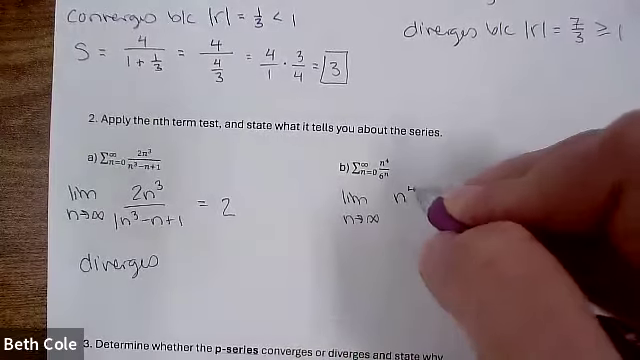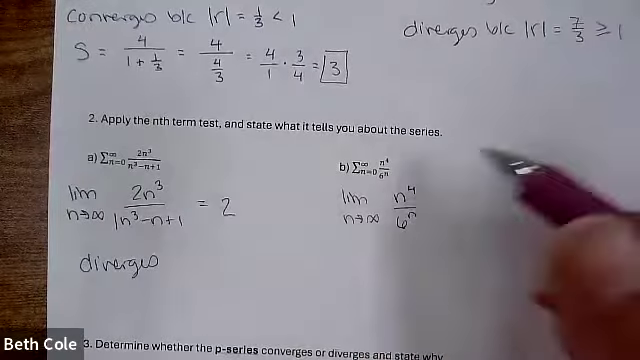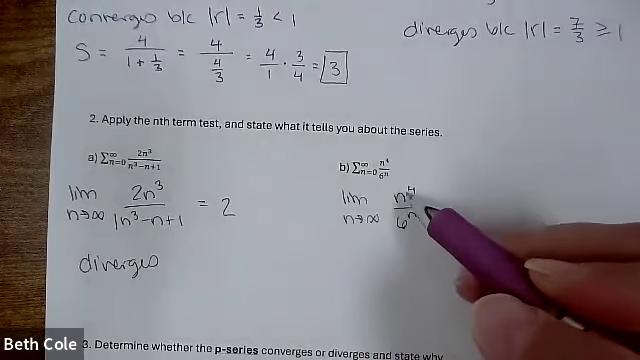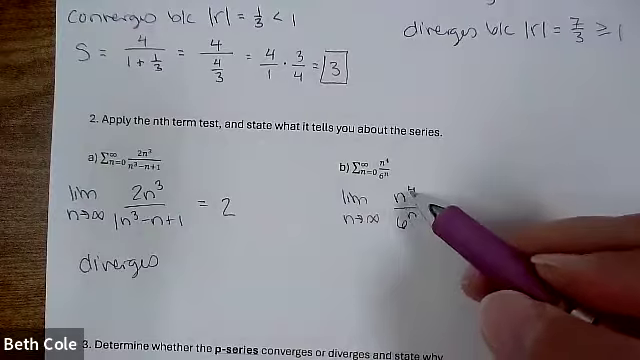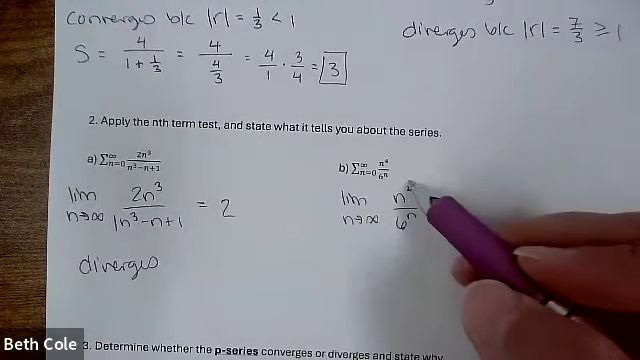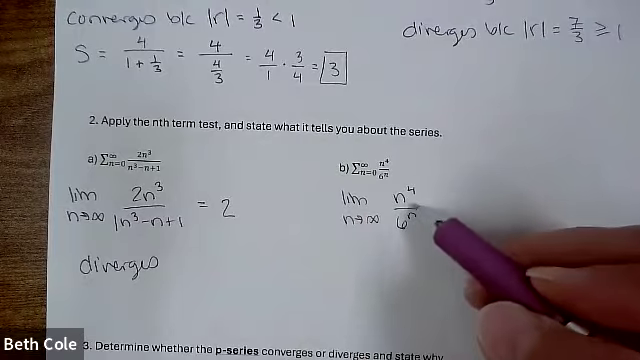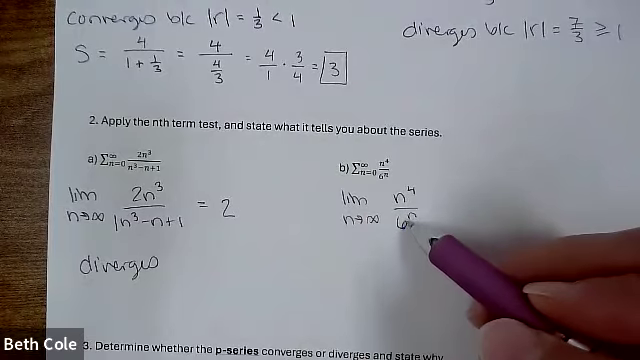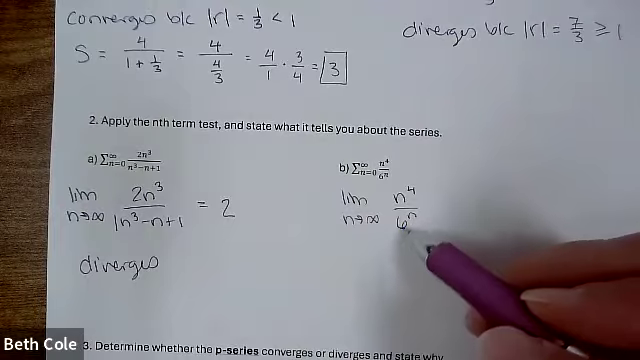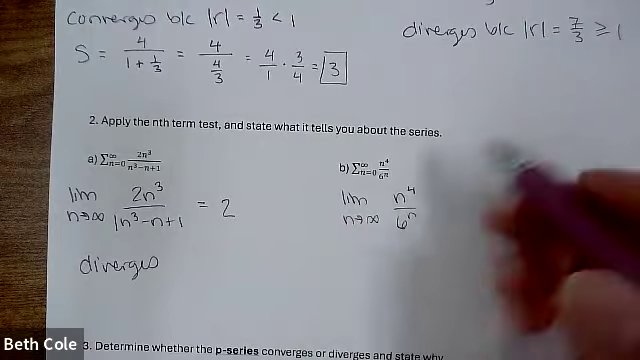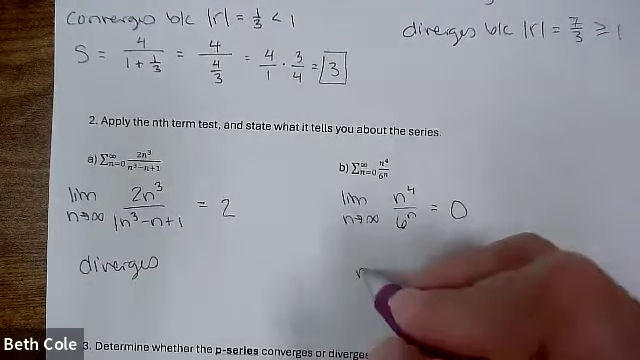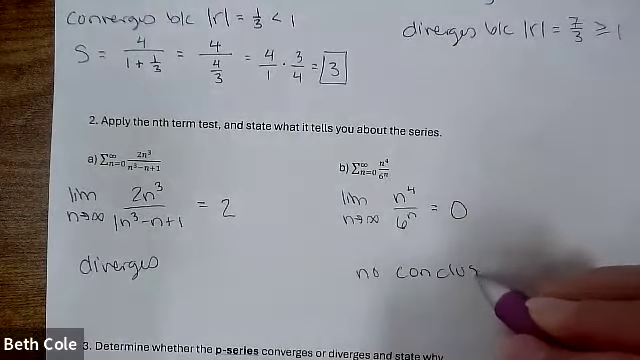So we're going to do the exact same thing for this one. So this is a polynomial. When you have n to a power, like n to the first, n to the second, n to the third, that's a polynomial. This is exponential. An exponential grows faster than a polynomial. So the denominator is going to be growing much, much, much faster and bigger than the numerator. And so this is going to go to 0, so no conclusion.